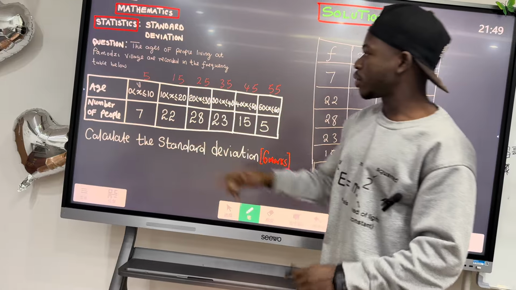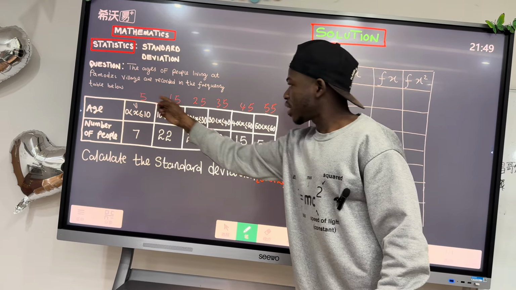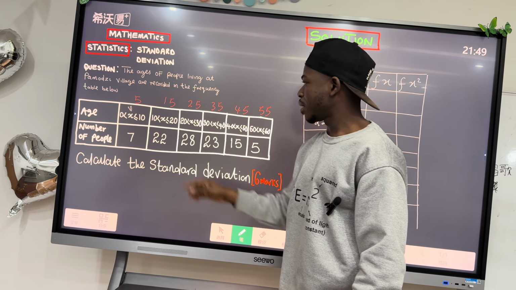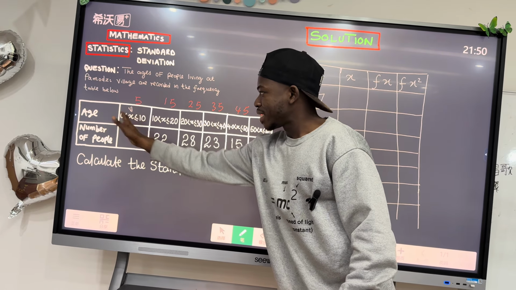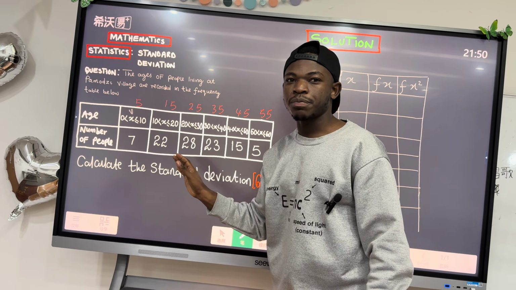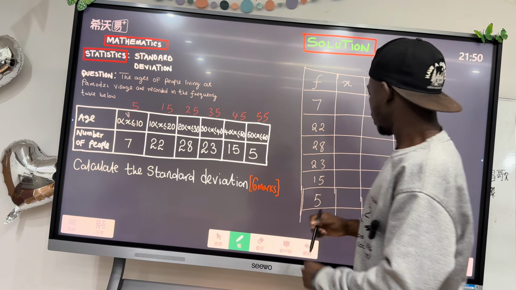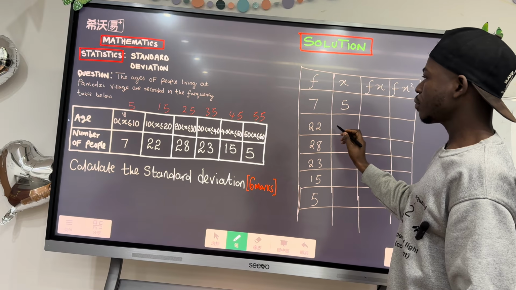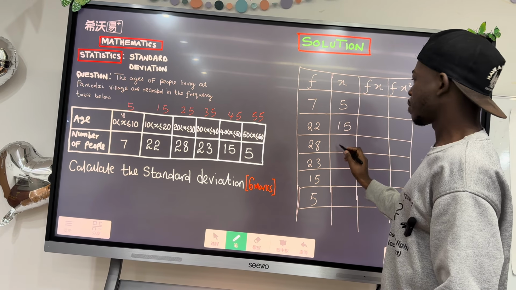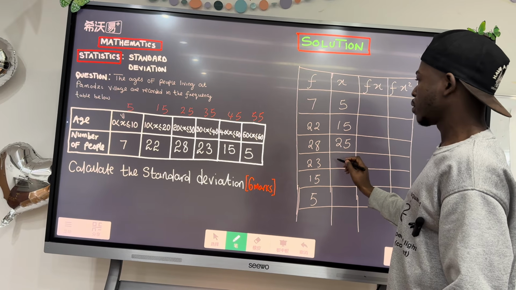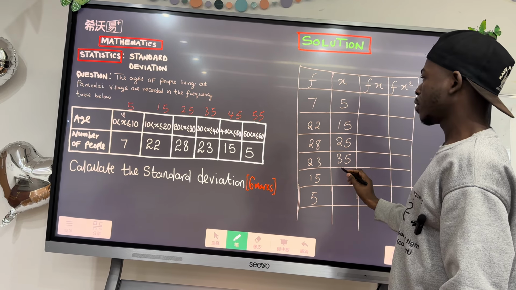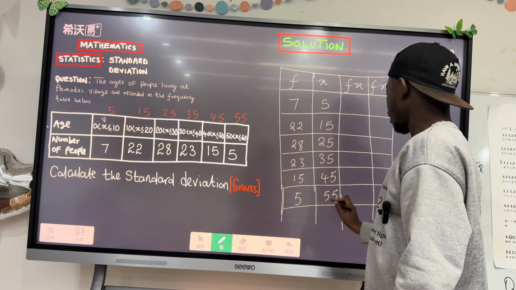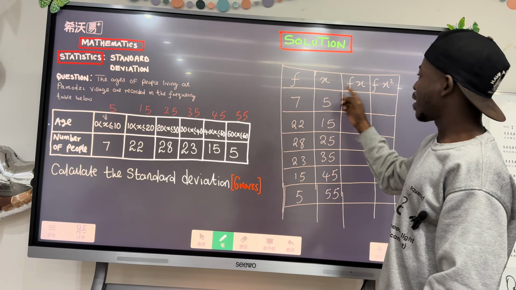So sometimes these are already given. Once these are given, we don't need to find the midpoint. We just get them like that. But in this case, once we have the data set in a range, we need to find the midpoint. Then that is the value of x. So the value of x is what we're going to put here. So we have 5 here, 15, 25, 35, 45, and 55. Then after that, we need to find fx.